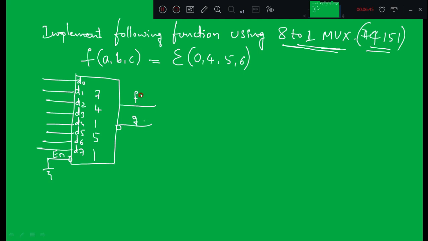Which output will we use? We will use the active high output, because in the given function there is a summation, which means the given terms are min terms. 0, 4, 5, 6 are the min terms. When the min terms are given, the output is high for these four combinations, 0, 4, 5 and 6. For that I will make use of the active high output.